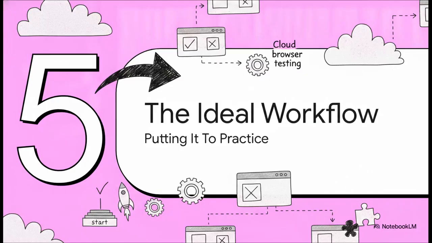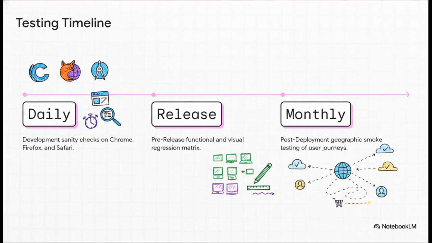Finally, Section 5. The ideal workflow. Let's put all of this into practice. Let's actually build out a highly actionable roadmap for your own projects. A mature testing timeline usually breaks down into 3 simple phases. Phase 1 is your daily check. Just spend 10 minutes doing basic sanity checks on Chrome, Firefox, and Safari. Catch those rendering issues early when they are super cheap to fix.